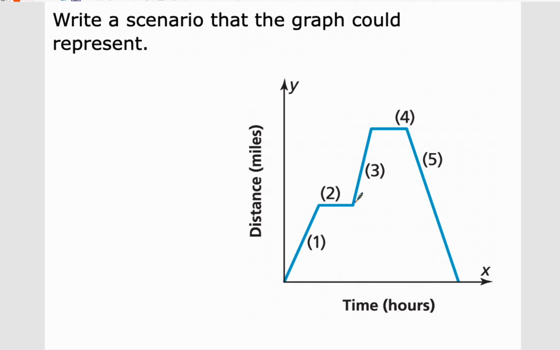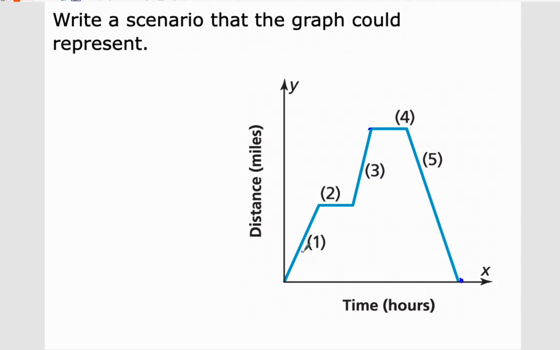Then he runs faster because look at interval 3. Interval 3 is steeper than interval 1, right? So he's still getting further away from his house, but he's going faster. Then he sprints the rest of the way to the park. At the park, he sits on a park bench and rests. And then he sprints home all the way.